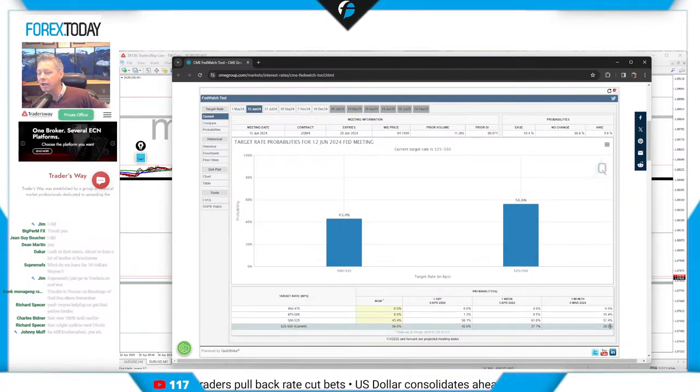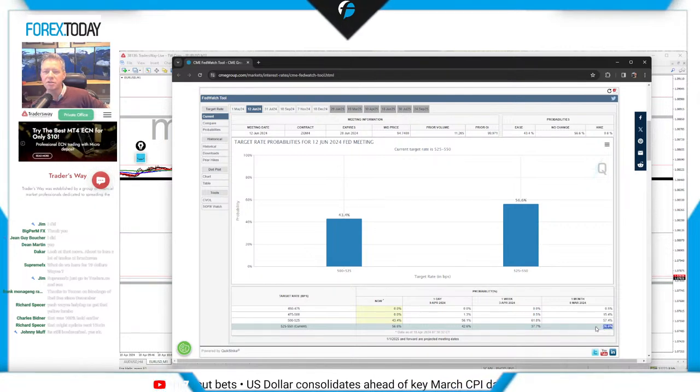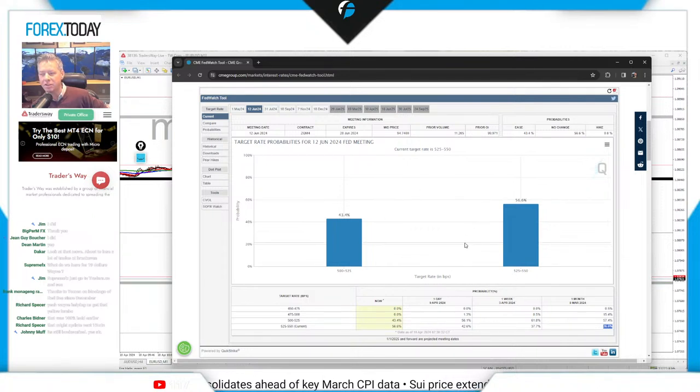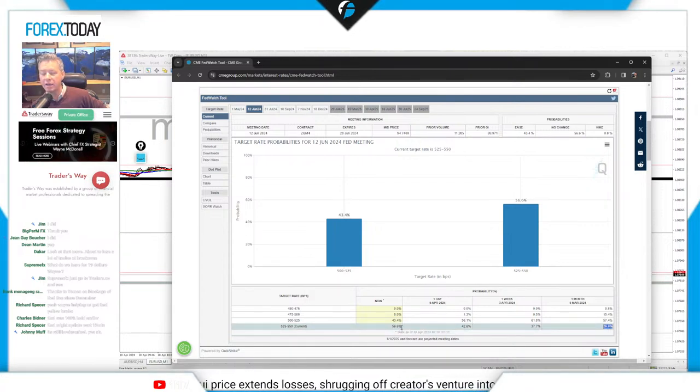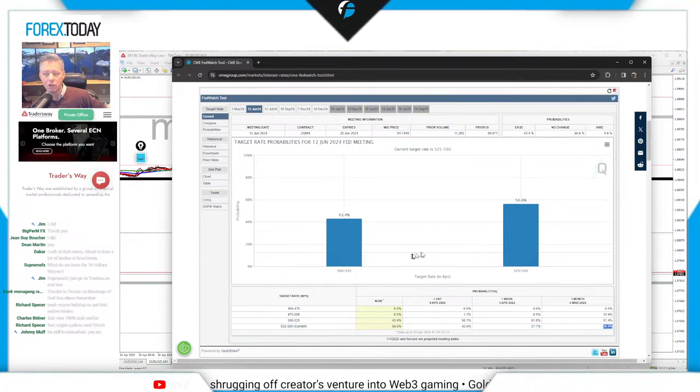So, anyways, a month ago there was a 75% chance interest rates would have been cut by June, either at the June meeting or before the June meeting. And that's changed dramatically now. Now it's 50-50. That's dollar strong.